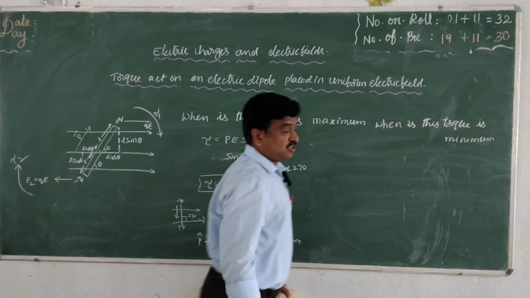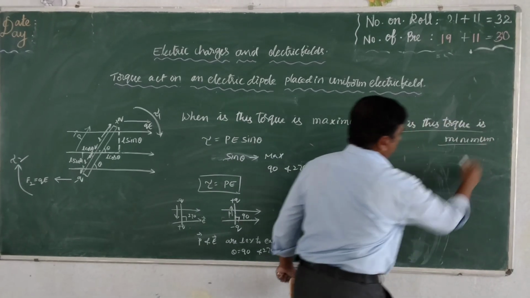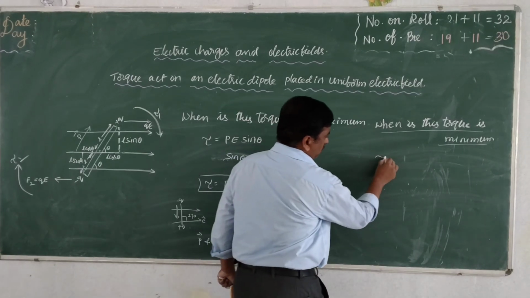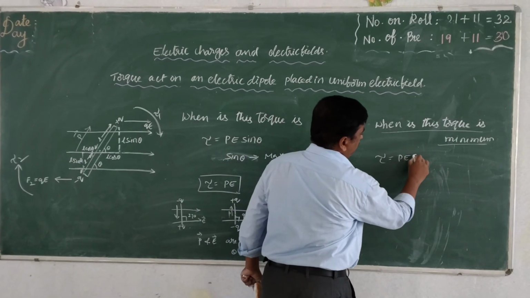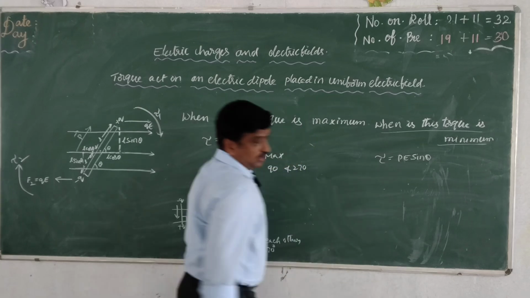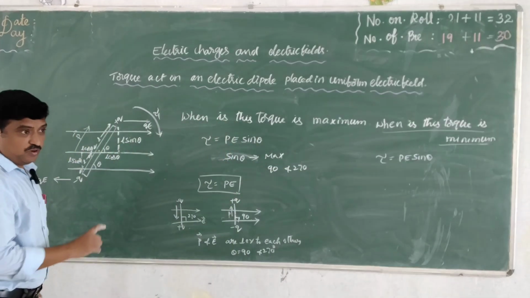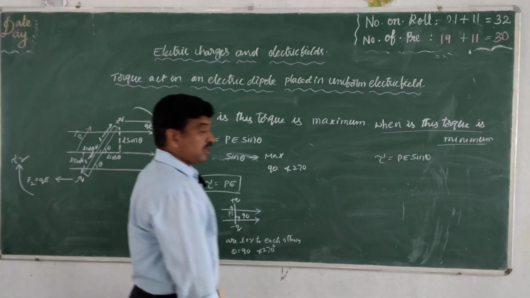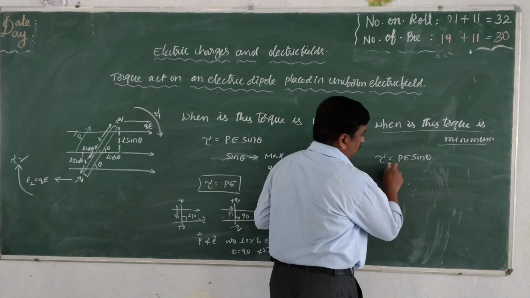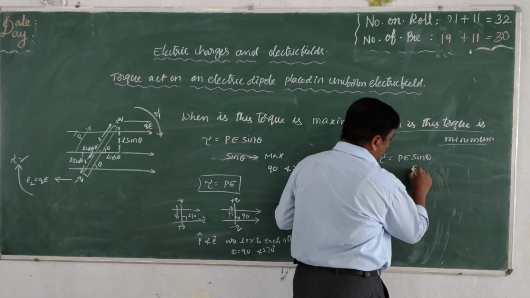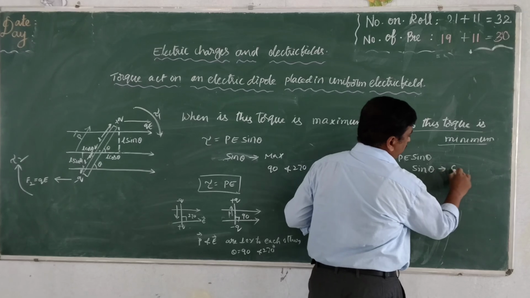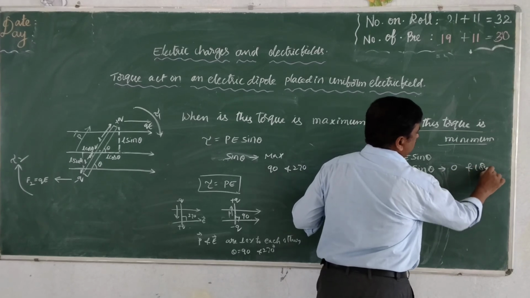When is this torque minimum? See here, what is the torque now? Torque is pE sin theta. When an electric dipole is placed in a uniform electric field, what is the torque acting on the electric dipole? Tau equals pE sin theta. So when is the value of sin theta minimum? Sin theta is minimum at 0 and 180 degrees, both cases.